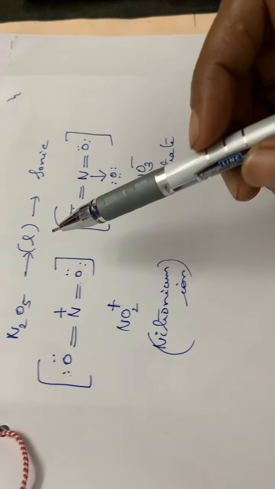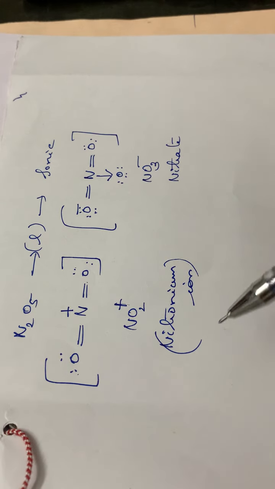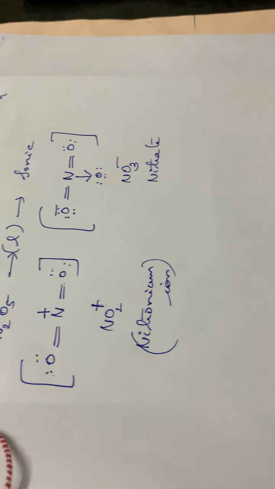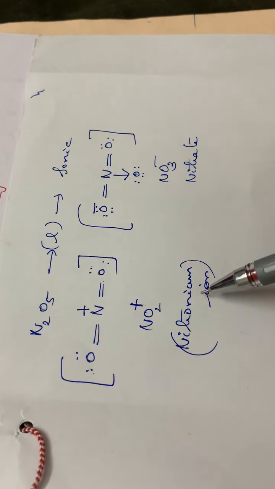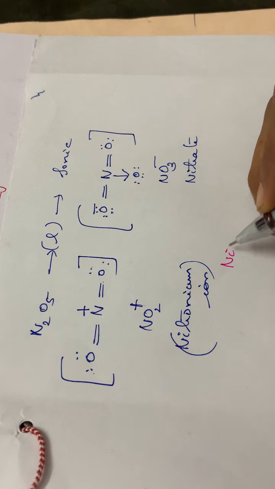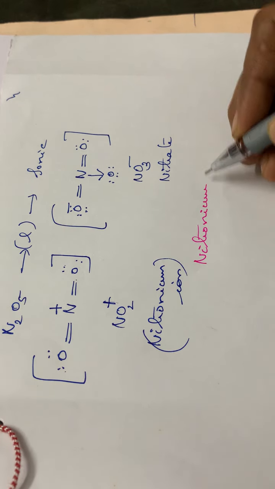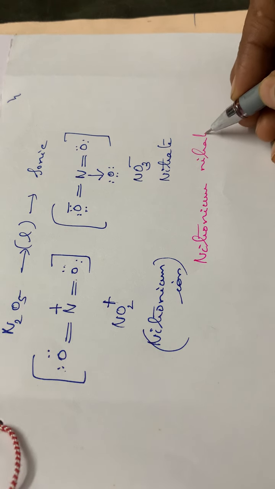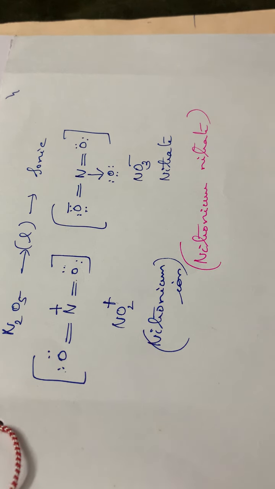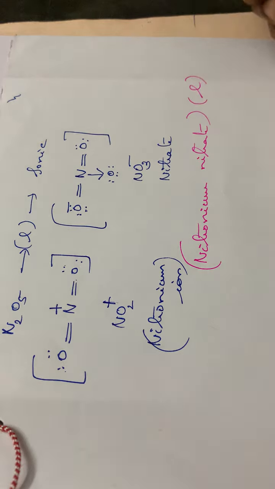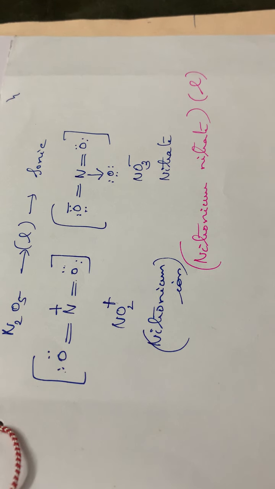So in the liquid state, we can describe this N2O5 molecule as a nitronium nitrate species. Together it is called nitronium nitrate in the liquid state. That means it is in the ionized form, having plus and minus charges.